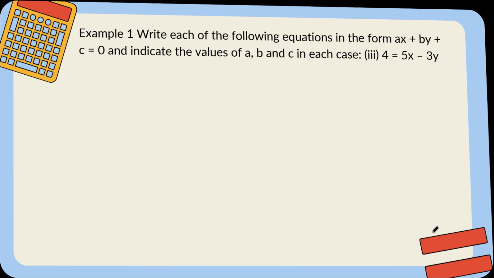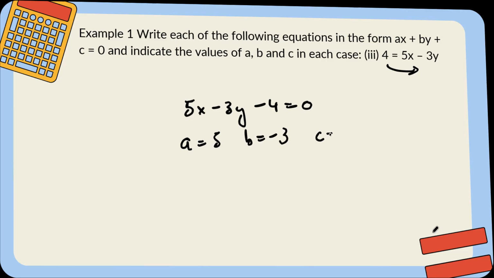Next question, we have 4 is equal to 5x minus 3y. So again, we can write this as 5x minus 3y minus 4 equal to 0, taking the 4 to the other side. You can also take the variables to the left hand side, then write a, b and c, no problem. That is also correct. So a is equal to 5, b is equal to minus 3, c is equal to minus 4. So that's how you have to do it.